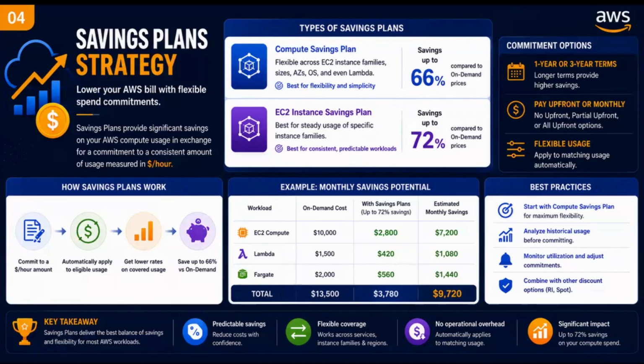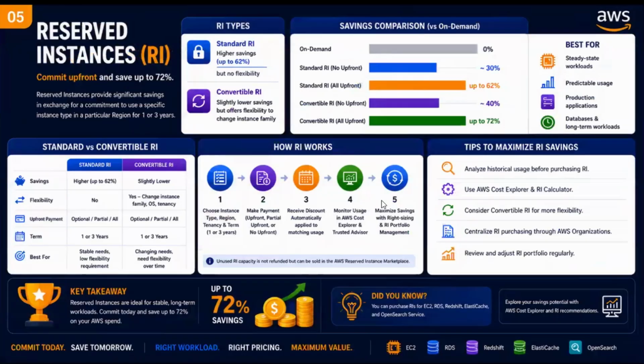So we go through the next step, reserved instances. Okay, reserved instances are like saving plans, but they are a different type, with these saving comparisons. The core value: commit upfront and get up to 72% versus on-demand prices. Reserved instances provide the saving in exchange for the commitment to use a specific instance type in a particular region for 1 or 3 years.